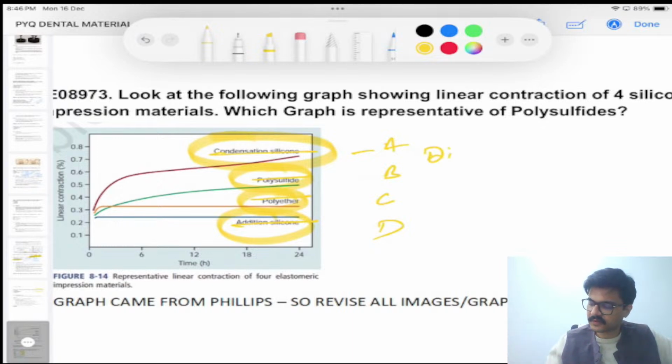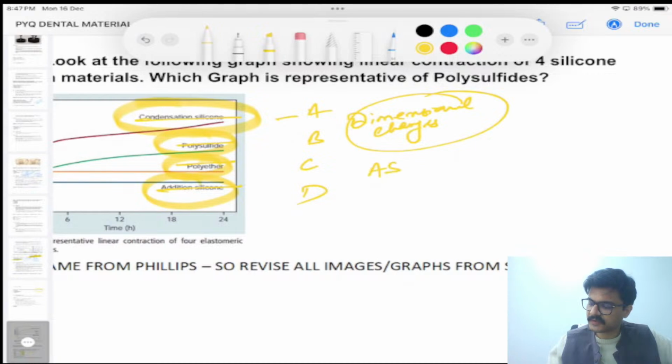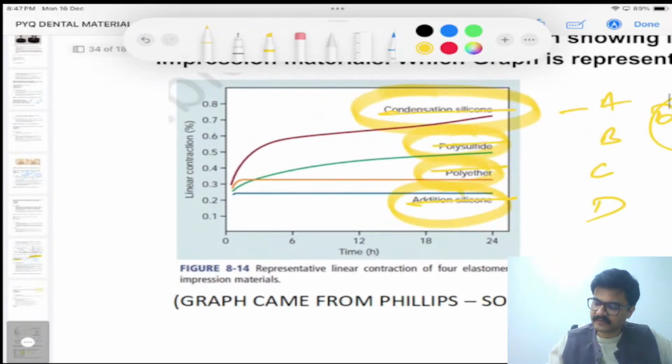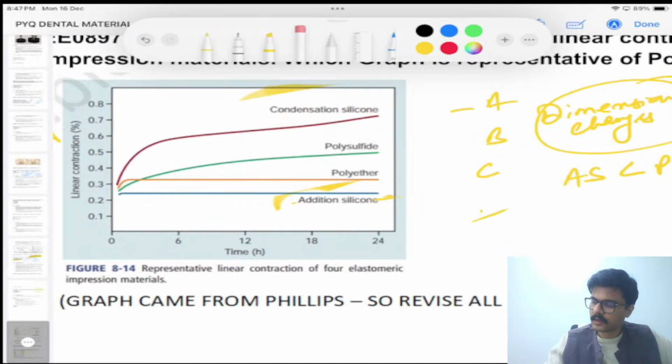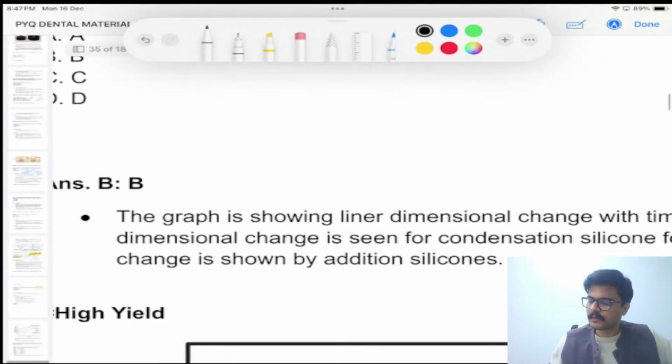So you talk of dimensional changes, what you need to remember is that changes in the fit or in the dimension would be least with addition silicone, then polyether, then polysulfide, and then condensation silicone, right? So when you see the y-axis here, linear contraction that takes place would be highest with condensation silicone, then polysulfide, polyether, and lowest with addition silicone. Right, guys? Good, great.